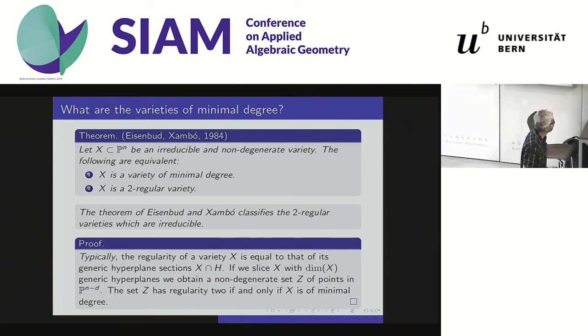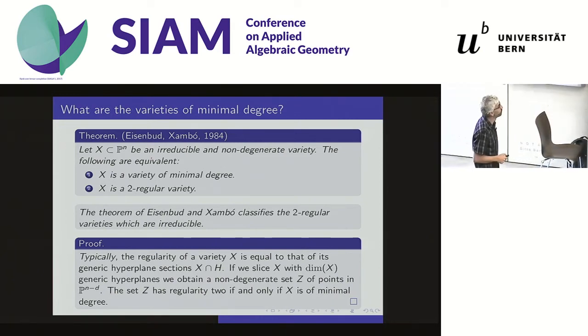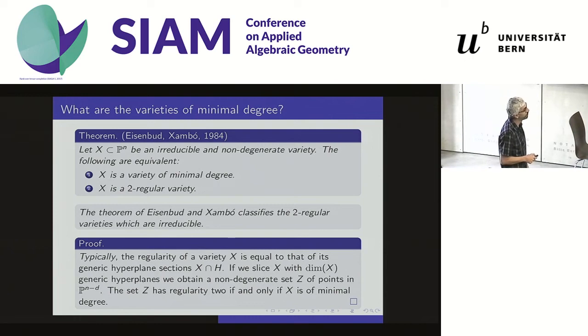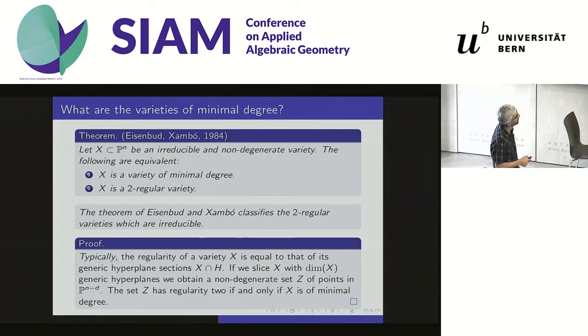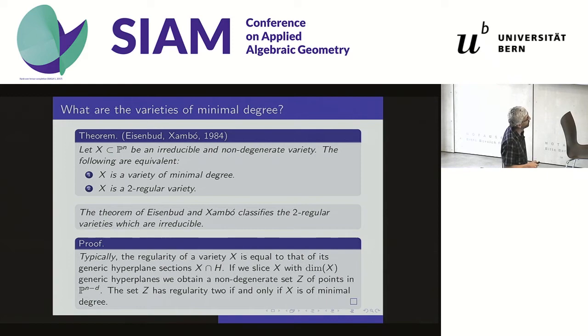I suppose every talk is supposed to have a proof, and so I'm going to try to give you a proof of this statement so that you understand at least how one relates these kinds of conditions. Of course, it's going to be a fake proof. The key is in this italicized word "typically", but let us ignore it for the moment. I'll just read this because I think that it morally explains why the theorem is true, although it's not an actual proof. So typically, the regularity of a variety X is equal to that of its generic hyperplane section.